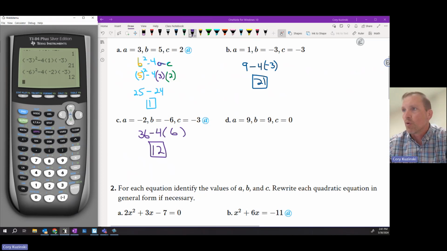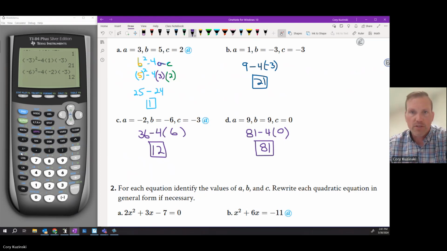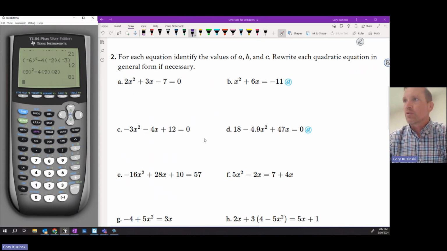All right, and one more. B squared, 9 squared is 81, minus 4 times AC. A is 9, C is 0, 9 times 0 is 0. 4 times 0 is 0, so this is just 81. Let's do it on the calculator. B, which is 9, squared, minus 4 times A, which is 9, times C, which is 0. Boom, 81. Got it.